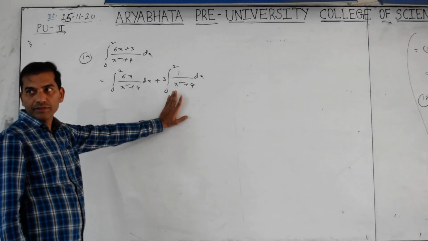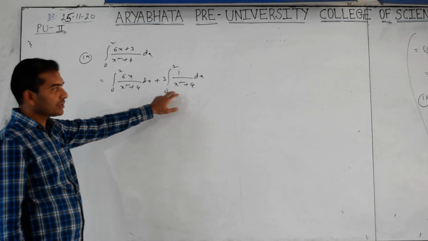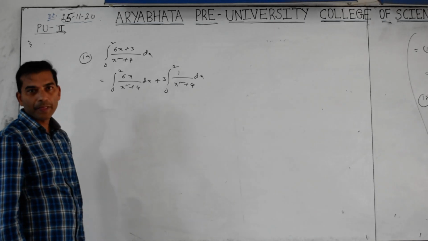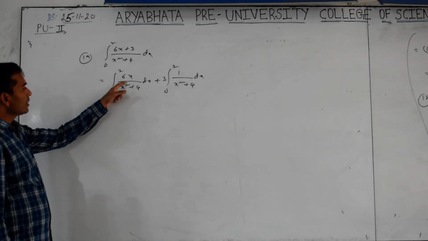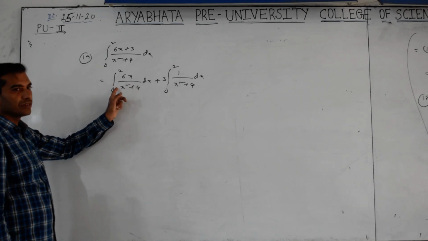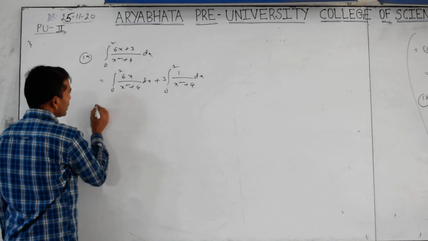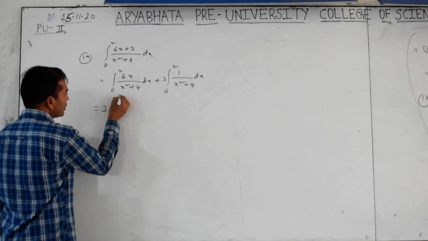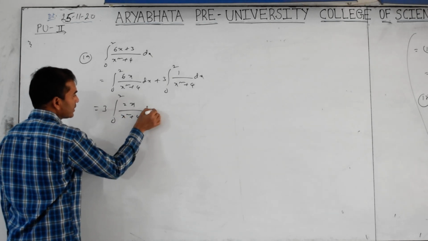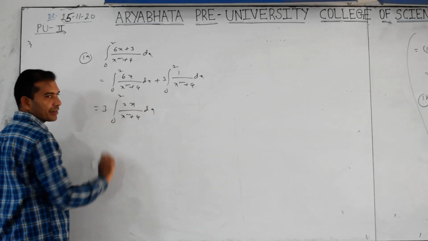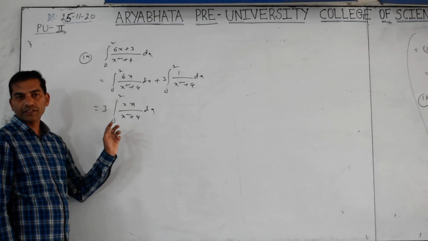This integration, how can you find it? 1 by x square plus a square form. What about this? What's the derivative of x square plus 4? 2x. So can I write 6x like this: 3 into 2x by x square plus 4 dx, from 0 to 2. This differentiation is there in the numerator.